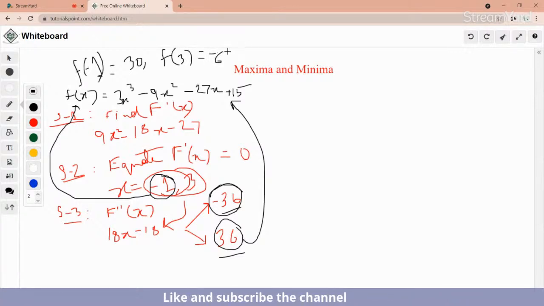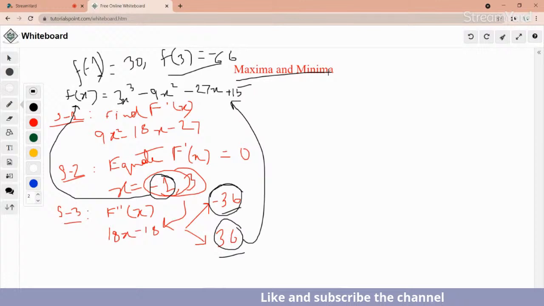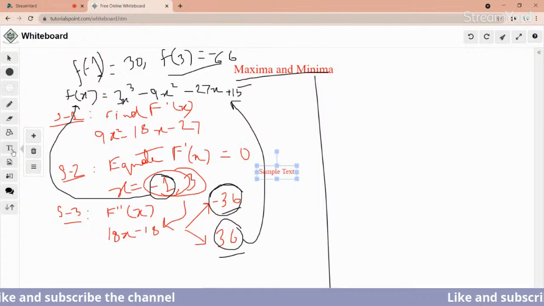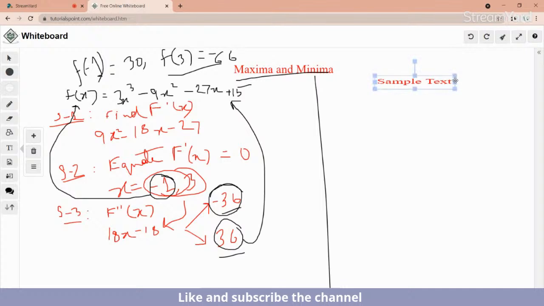So 3 is giving you the minima and -1 is giving you the maxima. Hence both proved. Okay, we have got maxima and minima. I hope you have got it. And now let's summarize the entire maxima and minima. I'm just writing it in a text format so that you guys can get it.